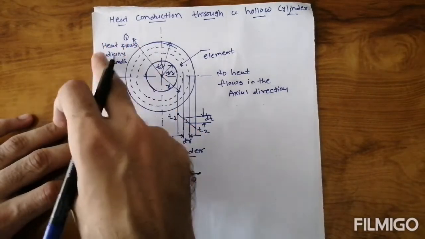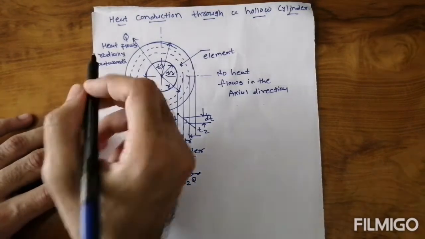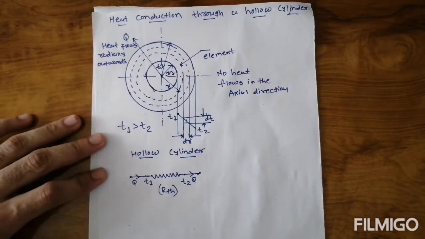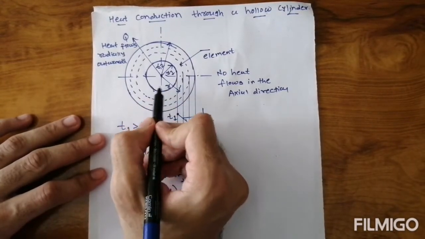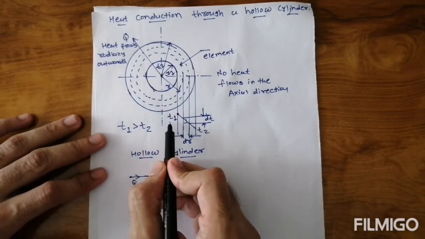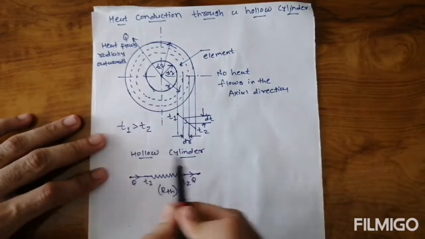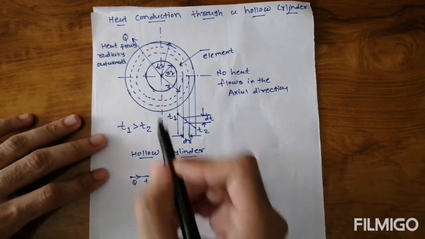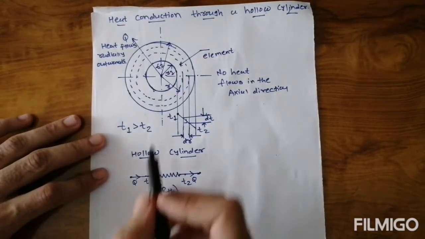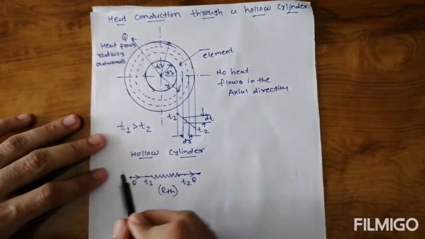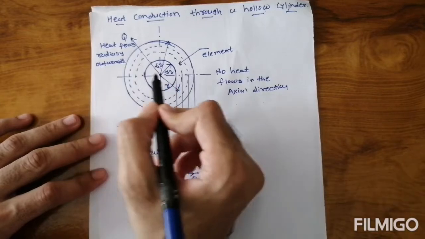Why should we write heat flow radially outward? We consider only the radial direction, and why outward? The inside surface of the hollow cylinder has a temperature T1 and the outside surface has a temperature T2. We consider that the inside temperature is high and the outside temperature is low. So heat is transferred from inside to outside, radially, so we consider heat flow radially outward.